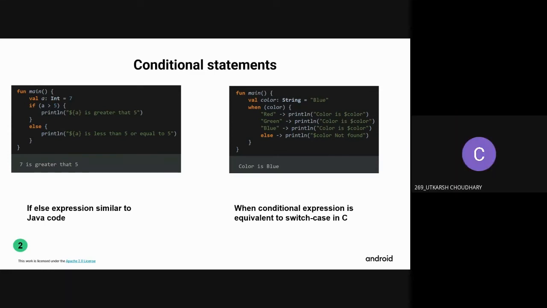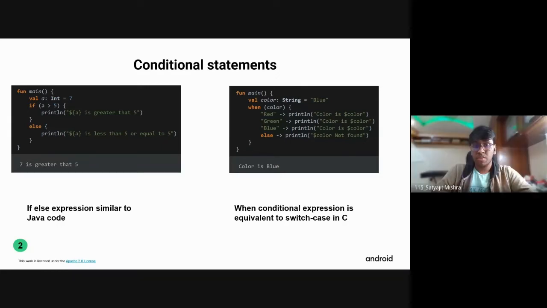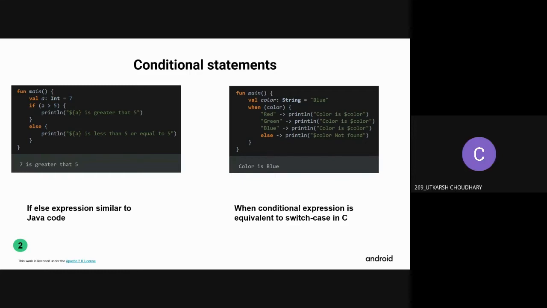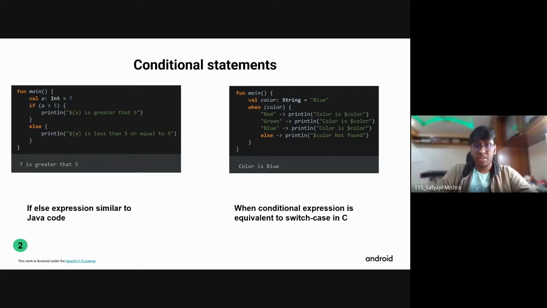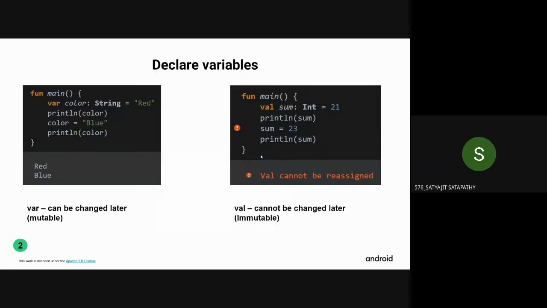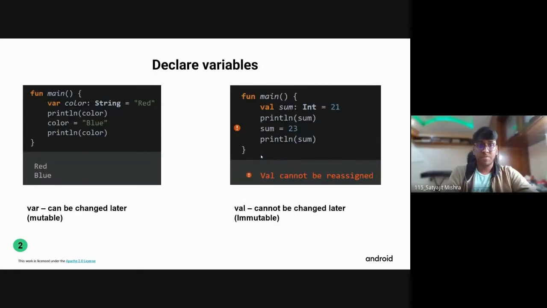Bhaiya, can you please explain again how to assign a value to the variable? I missed that part. Yeah, okay, I can do that. Can you see the slide? Yes. If you look at the second slide, I have used val sum, then colon Int equals 21.